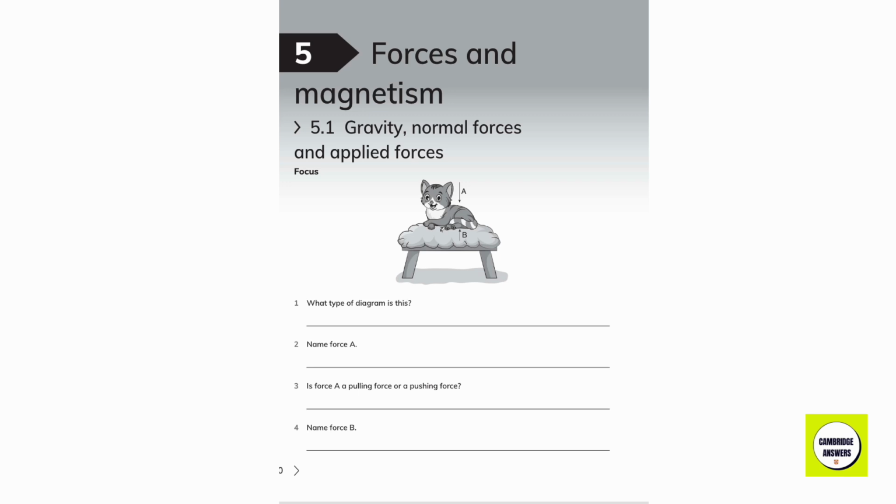Chapter number 5: Forces and Magnetism. Exercise 5.1: Gravity, Normal Forces, and Applied Force. What type of diagram is this? A force diagram. Name force A. Gravity. Is force A a pulling force or a pushing force? A pulling force. Name force B. Normal force.